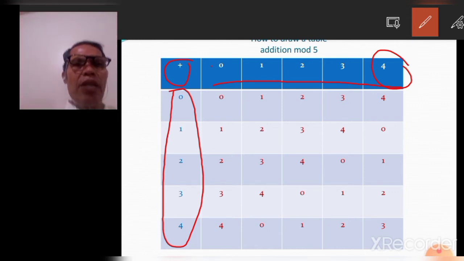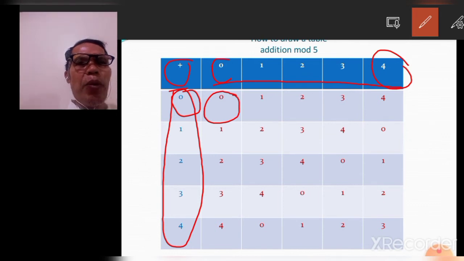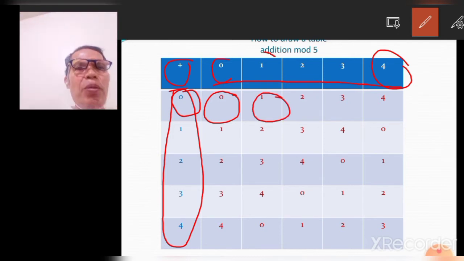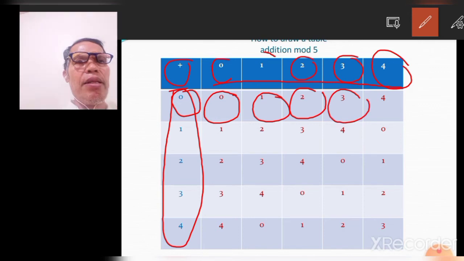Okay, for example, from our previous discussion of the mathematical properties, any number added to 0 is equal to the number being added. That is the identity property in addition. So in this table, 0 blue plus 0 white equals 0 red. And 0 blue plus 1 white equals 1 red. And 0 blue plus 2 white equals 2 red. And 0 blue plus 3 white equals 3 red. And blue 0 plus 4 white equals 4 red.